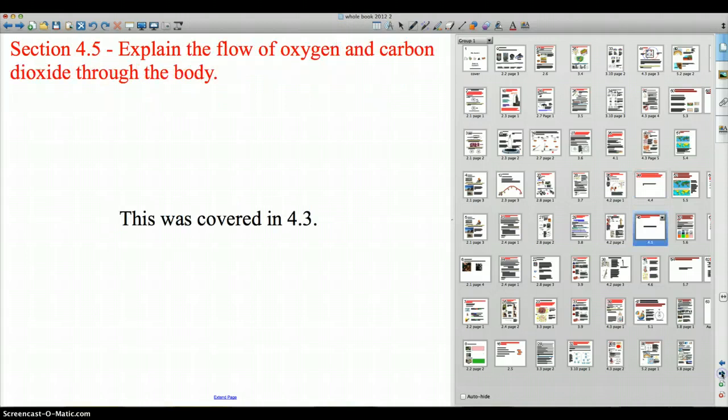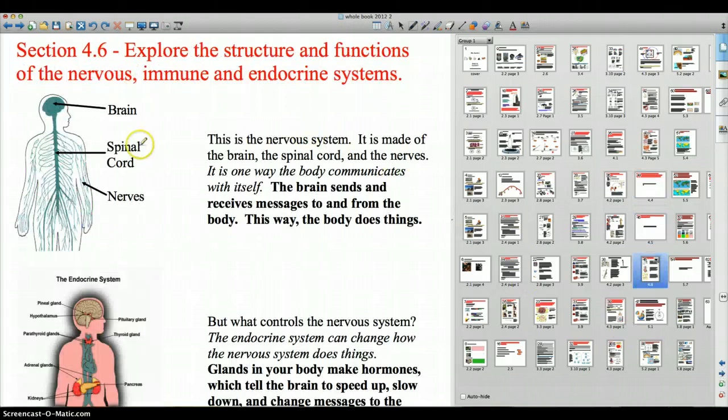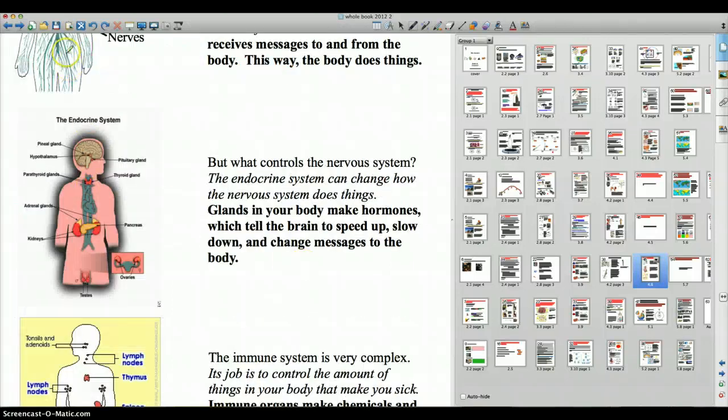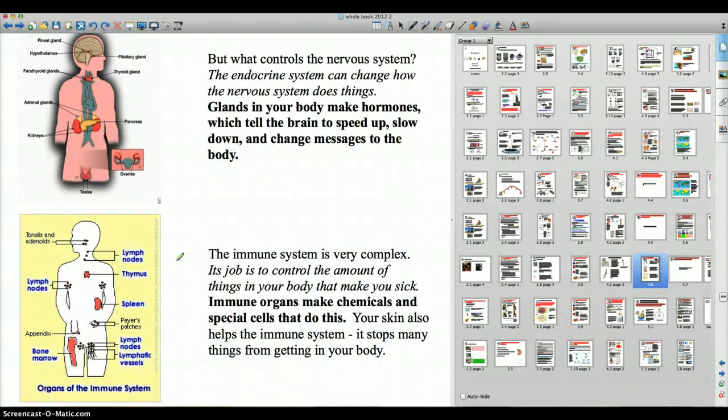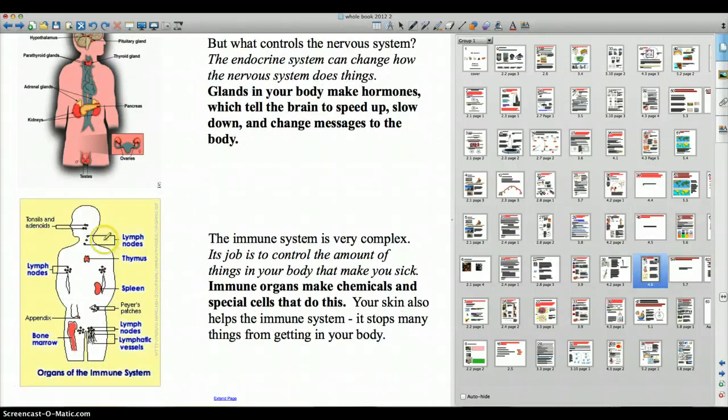Know a little bit about the nervous system, which is the way the body uses to communicate with itself. It does it via nerves. The brain sends and receives messages. The endocrine system is how the nervous system is controlled or influenced. You have various glands all throughout the body that make hormones that control the nervous system and influence it. The immune system keeps the amount of things in your body that make you sick to a manageable level. Different special cells and organs make chemicals and cells that do that.